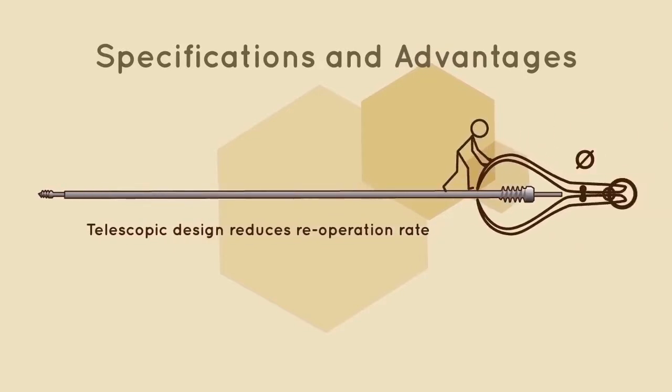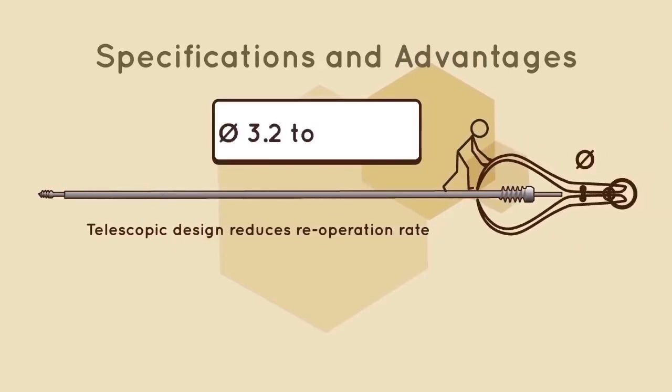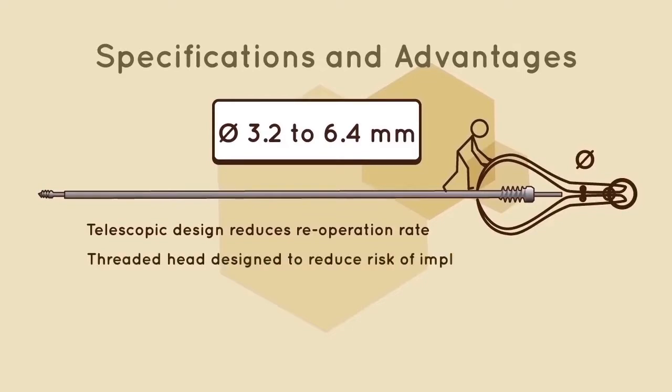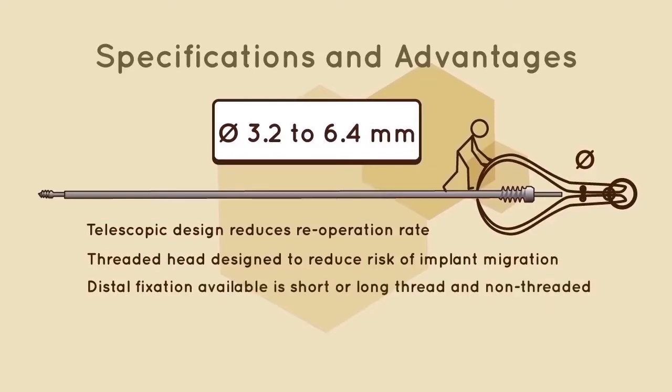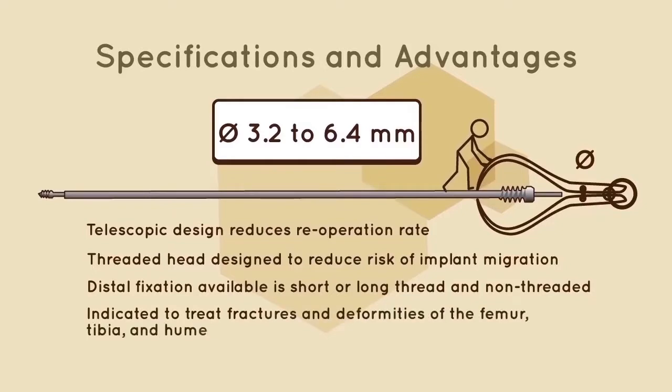Available in diameters ranging from 3.2 to 6.4 millimeters. Threaded head designed to reduce risk of implant migration. Distal fixation available is short, long thread, and pinhole. Indicated to treat fractures and deformities of the femur, tibia, and humerus.